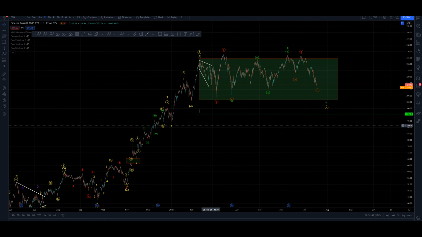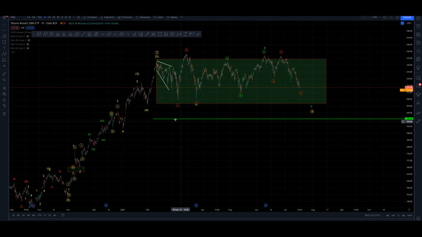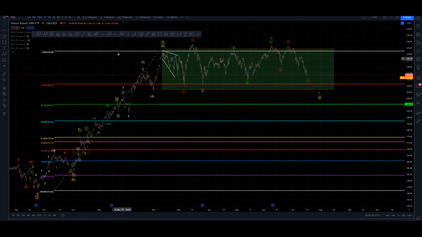So any sideways correction in a WXY double combination structure I would expect to see complete within the 38.2 in order to keep this sideways theme that's been going on. We know that the 23.6, which I think I just accidentally deleted a minute ago, I don't know why I did that, because I think I did a dot rather than a line.